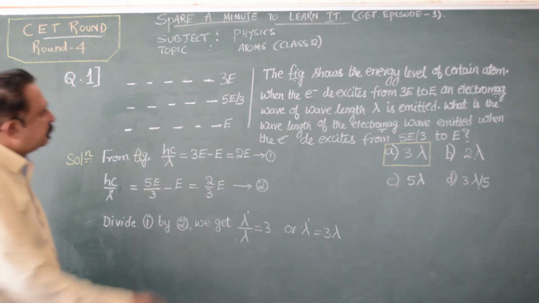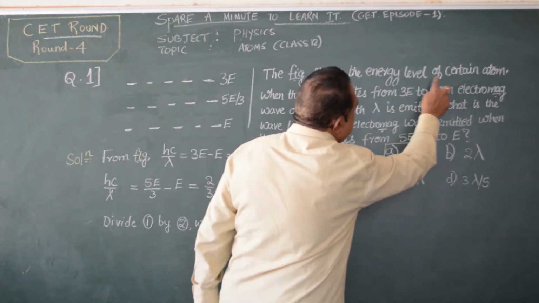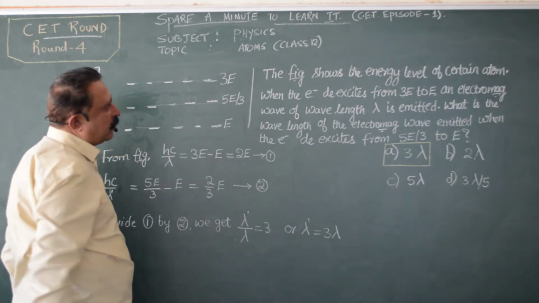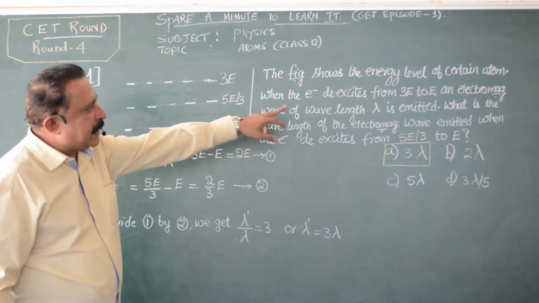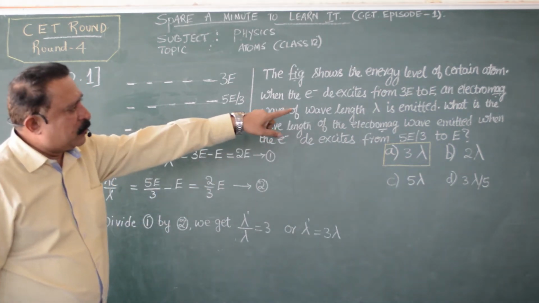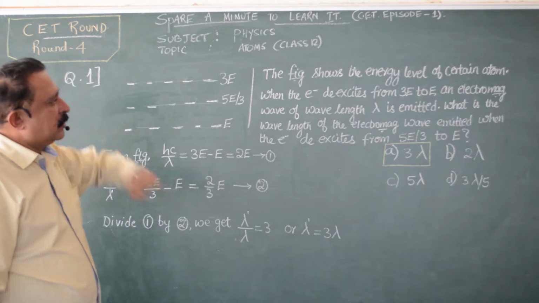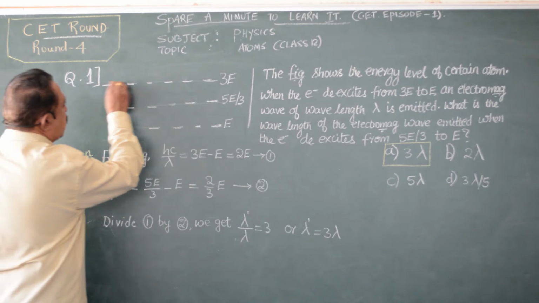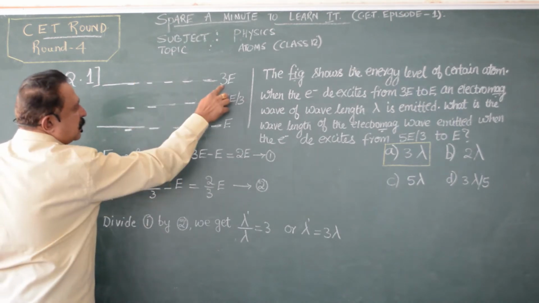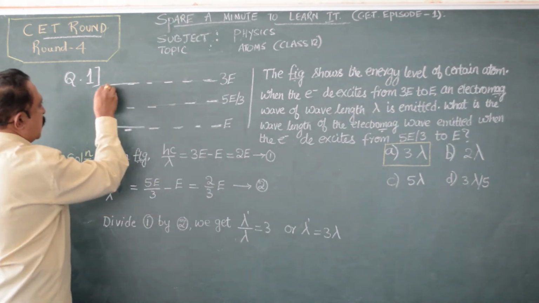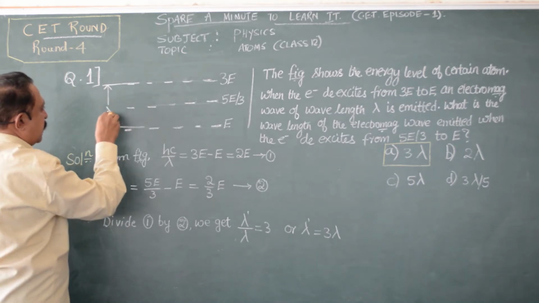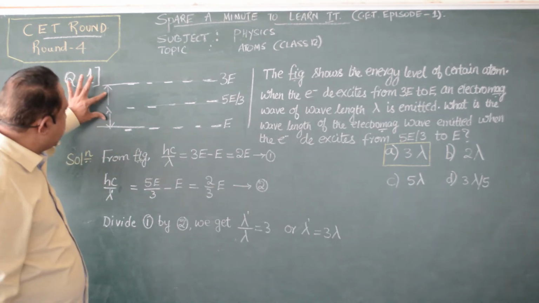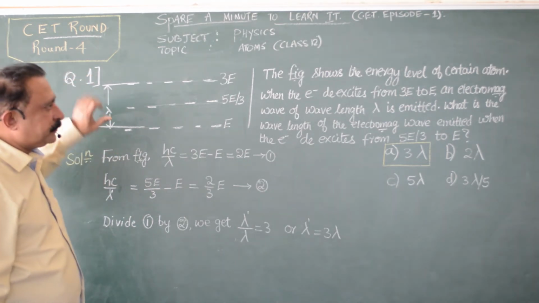Now the question is: the figure shows the energy level of a certain atom. So this is the figure. This is the energy level of a certain atom. When the electron de-excites from the third energy level to the first energy level, an electromagnetic wave of wavelength lambda is emitted. So let's suppose that the electron has de-excited from the third energy level to the first energy level. Now we get an electromagnetic wave, and its wavelength is given as lambda.